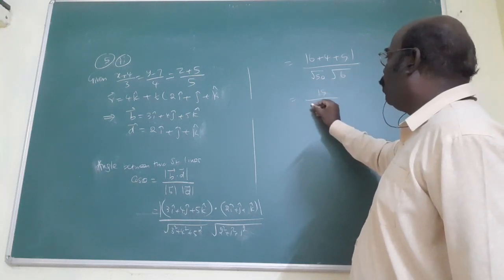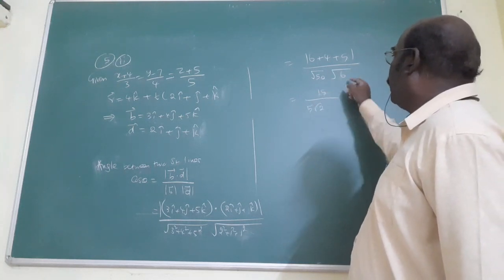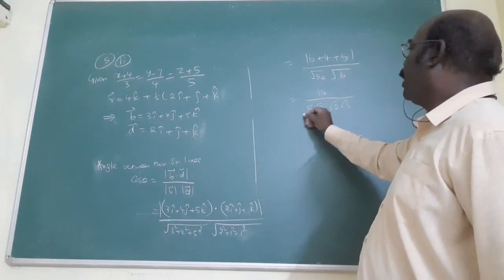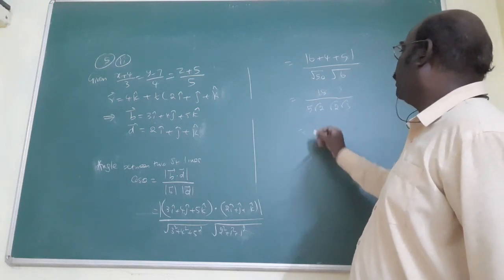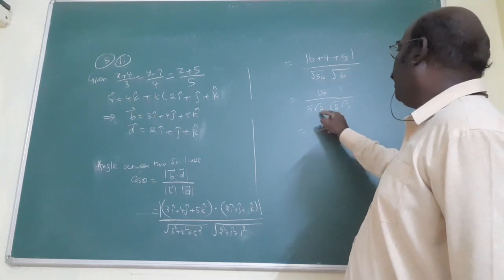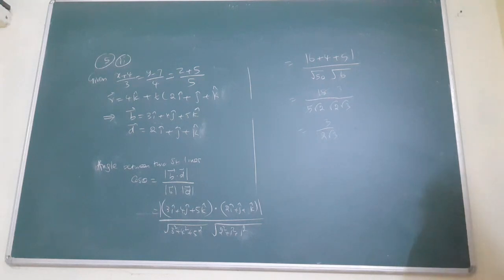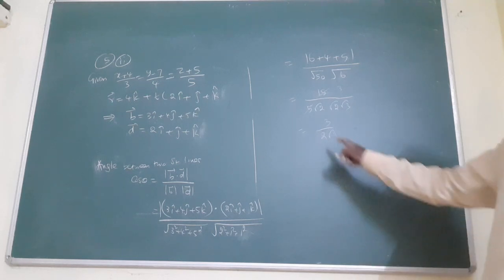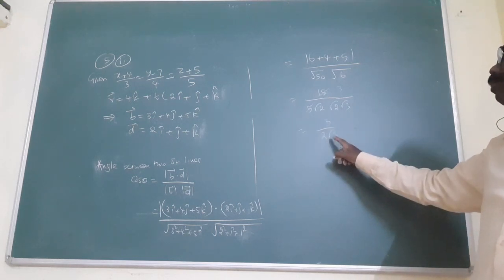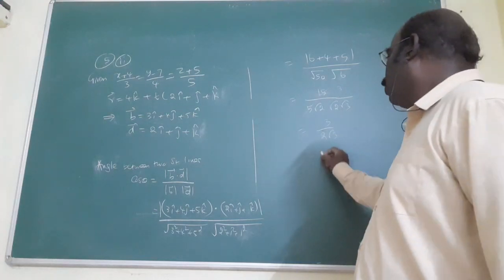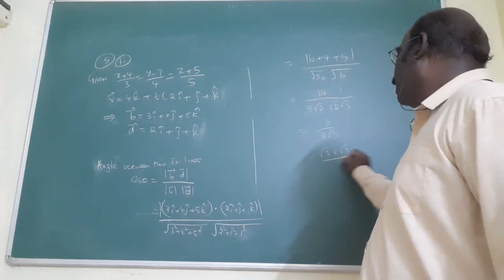This can be, as I told you, 5 into root 2. This can be root 2 into root 3. Am I correct? 1 time 3 times. Again 3 by 2 root 3. Again 3 can be written as root 3 into root 3, no? Root 3 cancels. Root 3 by 2. Root 3 into root 3 gets 2 root 3.